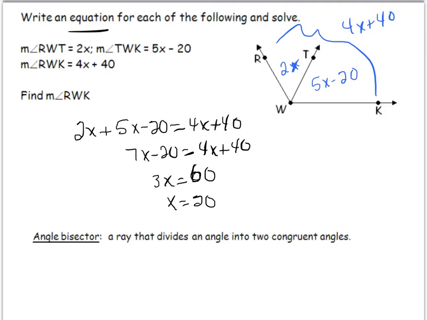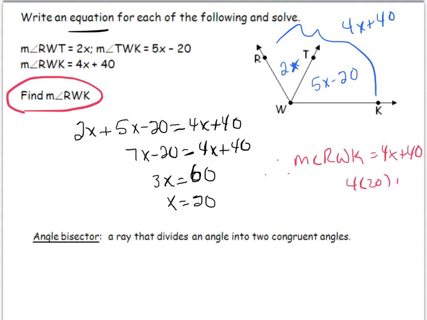All right, you guys, after doing your wonderful algebra, setting it up, part plus part equals whole, you should have gotten that x is 20. Okay? If x is 20, therefore, if we go back, it says to find measure of angle RWK. Well, the measure of angle RWK is supposed to be 4x plus 40. So if I plug in my x, 4 times 20 plus 40, we get 80 plus 40, which is 120 degrees.